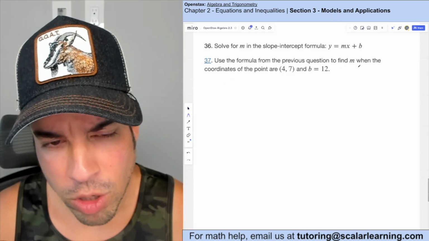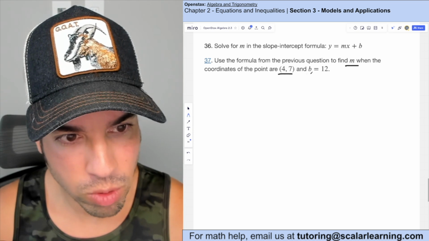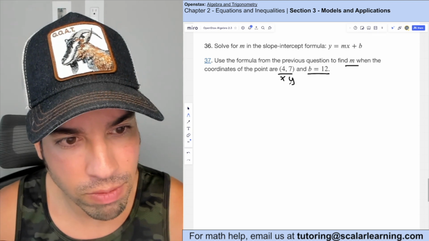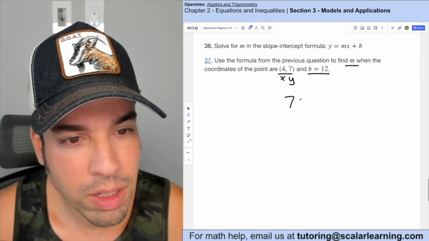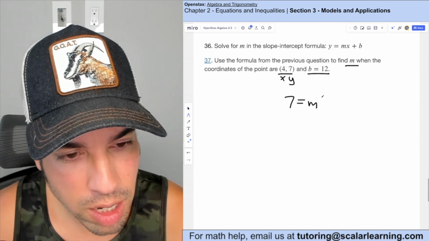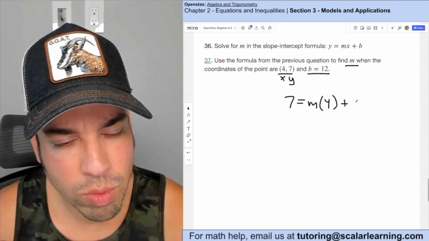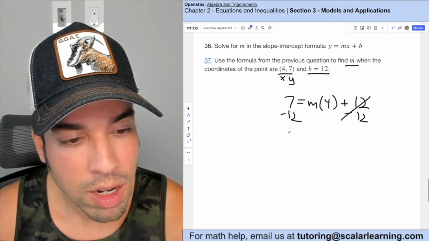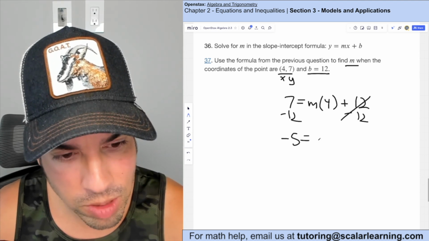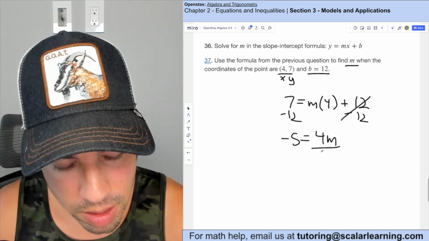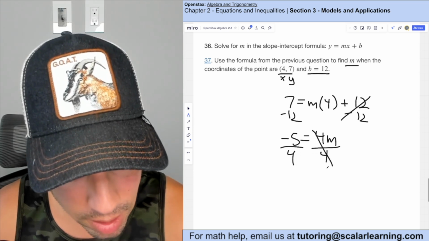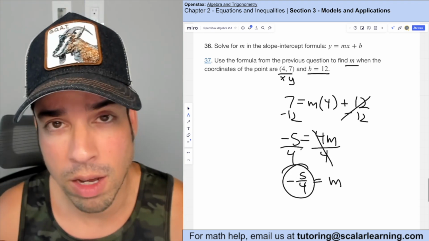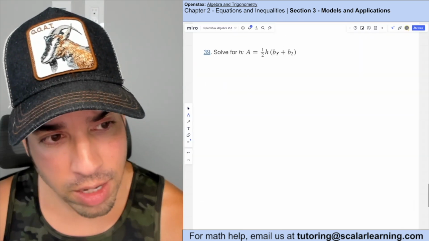Use the formula from the previous question to find m when the coordinates of the point are 4, 7, and b equals 12. So I'm going to plug in 4 for x, 7 for y, and of course 12 for b. So 7 equals m, which is our unknown, times 4 plus b, which is 12. And now we're just going to isolate. So I'm going to start by subtracting 12 from both sides. And 7 minus 12 is negative 5 equals m times 4. I'll just say 4m. Same thing. Then we're going to divide both sides by 4 to isolate. And we've got m equals negative 5/4. Boom, done.